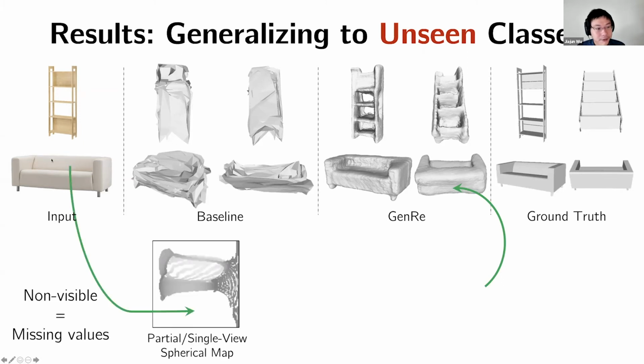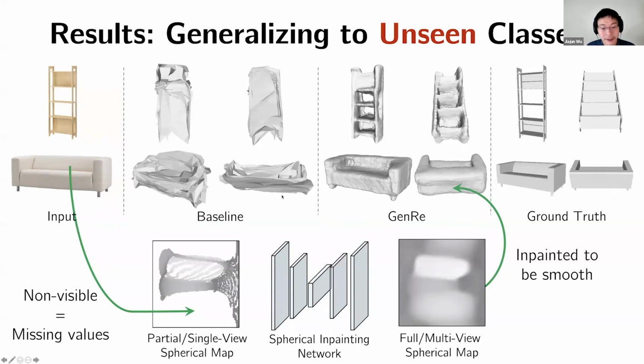If you visualize the predicted partial spherical map, you can see that the non-visible part, the back of the sofa, in the partial or single-view spherical map is just missing values. After this shape completion network, which is really inpainting the spherical maps, the output you get is a full, multi-view or omni-view spherical map, capturing all the surfaces, including those that are non-visible. You can see the originally missing pixels are now painted, and also painted to be smooth. Then you can convert from this multi-view spherical map back to the completed shape. And this is really what you get.